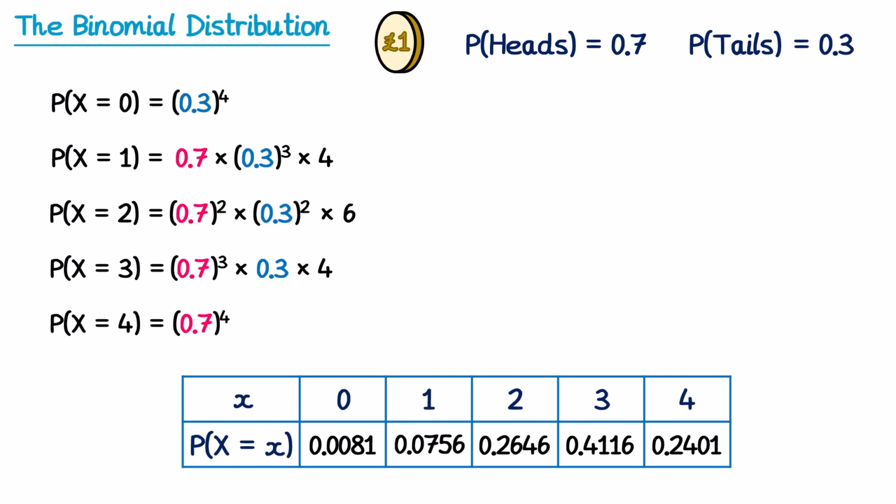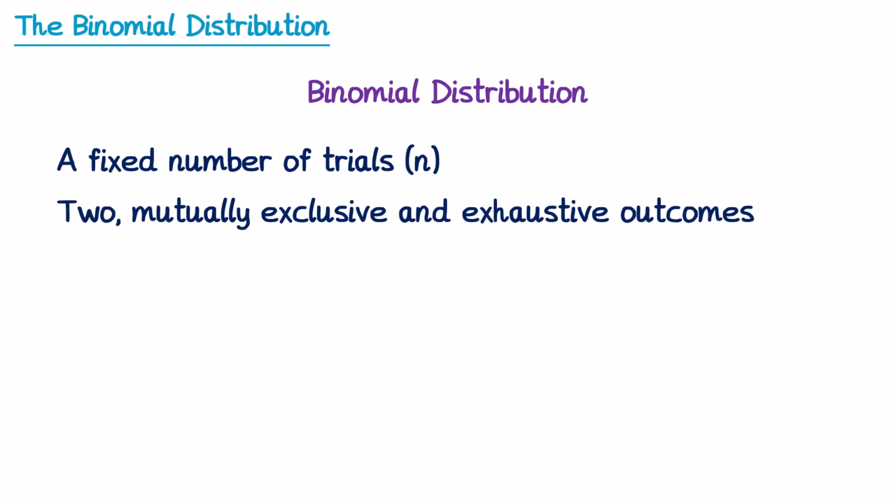This type of distribution has a special name, and it's the title of the video, the binomial distribution. There are a few requirements for a binomial distribution. Firstly, we must have a fixed number of trials which we give the letter n. In our example, n was 4 since we threw the coin 4 times. Secondly, we must have 2 mutually exclusive and exhaustive outcomes. Our 2 outcomes when throwing the coin were heads and tails.